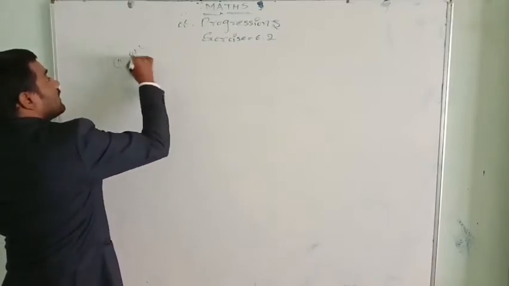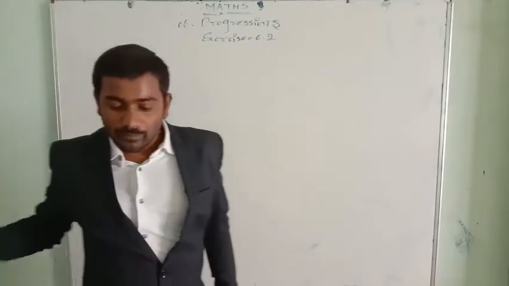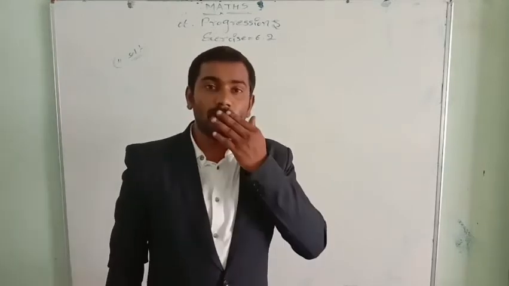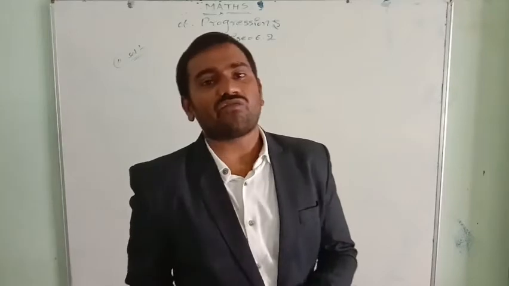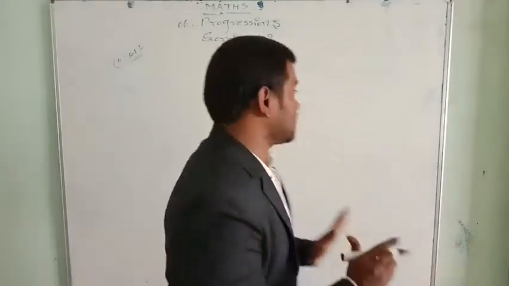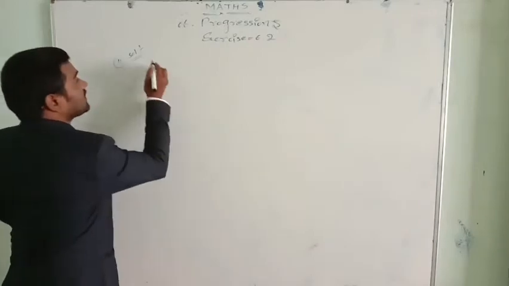11th solution. See the 11th solution now. How many 3-digit numbers are divisible by 7? 3-digit numbers start from 100. Let us see the first 3-digit number which is divisible by 7.